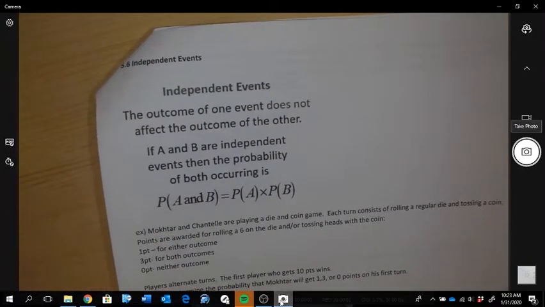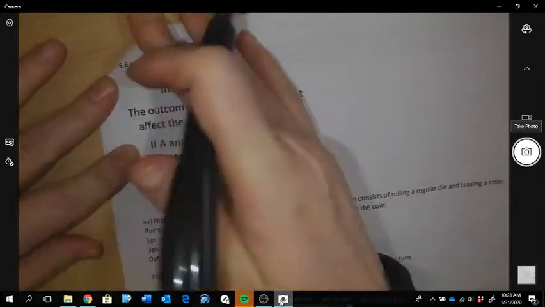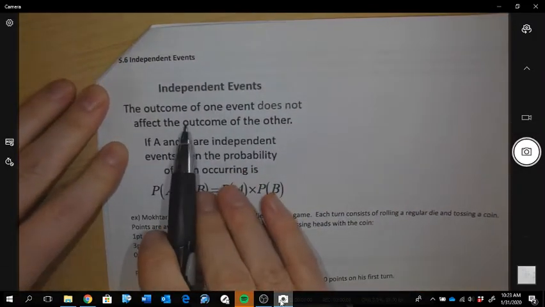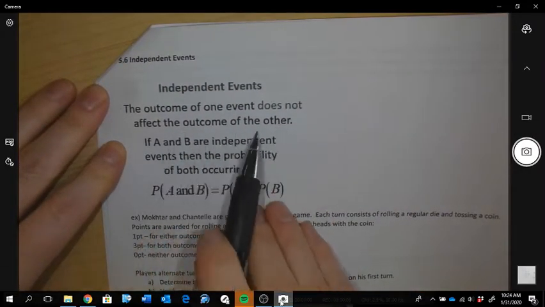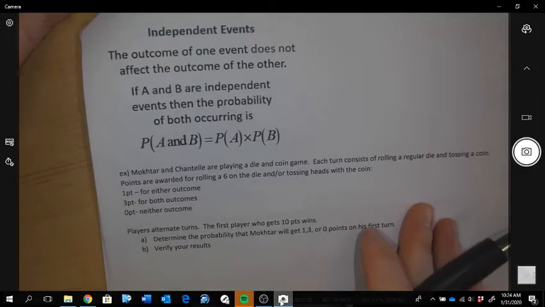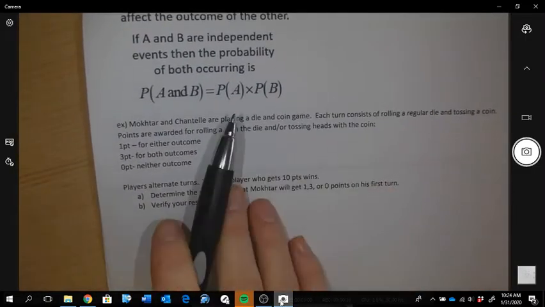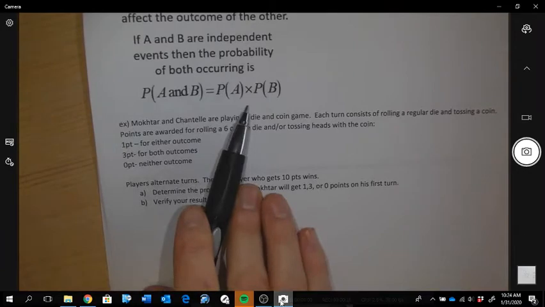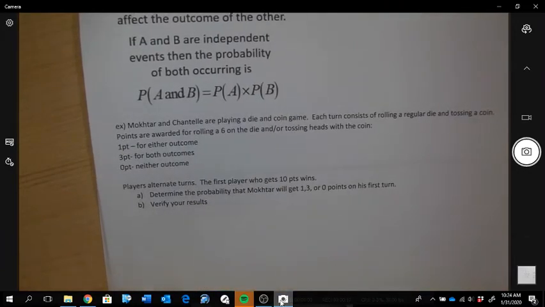Okay, 5.6 independent events. Independent events are ones where the outcome of one event does not affect the outcome of the other. If A and B are independent, the probability of them both happening is the probability of one times the probability of the other.